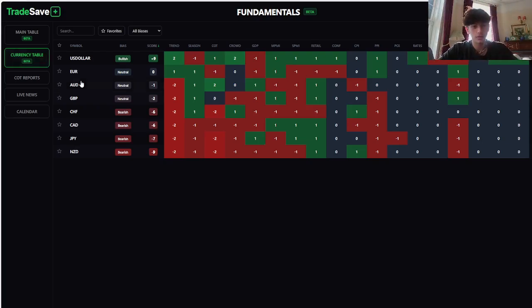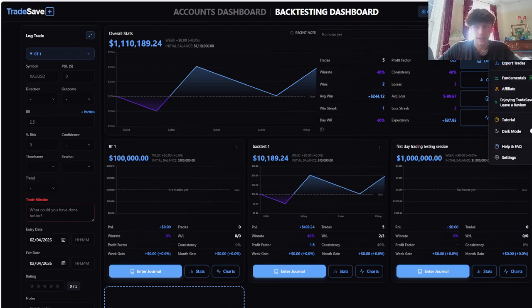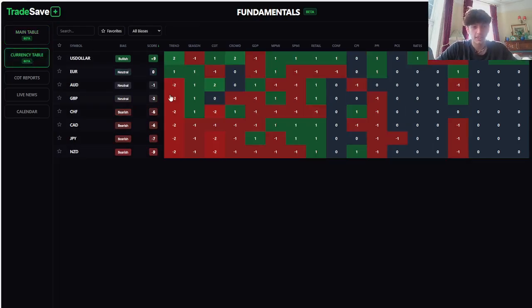What I normally start off by doing is going onto the currency table here on the left, and when you go to the main dashboard and you create an account, you can click to the top right here and then go down to fundamentals. It's still in the beta stage because I believe that they're releasing more tools in the future, which is coming pretty soon. So all of this will probably be changing very soon, but they'll be adding more features in, which will be pretty cool.